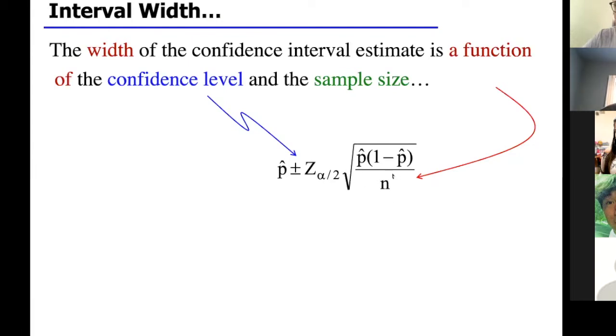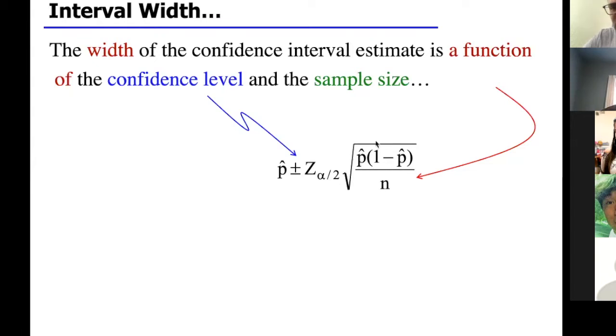On the other hand, we have this other factor that plays a role, which is the sample size. And a third factor is actually also playing a role. I'm not emphasizing it that often in the class, because we don't have an influence on that, but you should be aware of it.